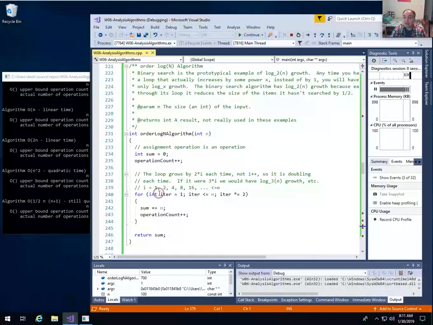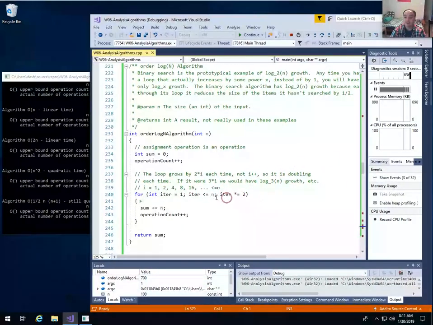So the pattern is it's a loop, so you do have to be careful. I mean, not every loop is linear, so not every loop results in an order n. So in this case, the loop goes from 1 to n, but every time we're multiplying, instead of adding 1 to our index variable, iter in this case, we're multiplying it by 2. So the first time it's 1, and then 2, then 4, 8, 16, 32, 64.